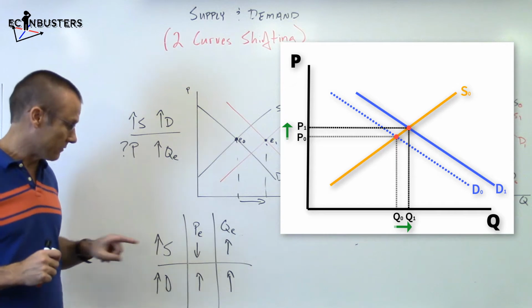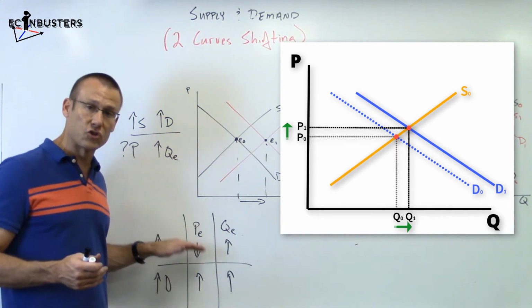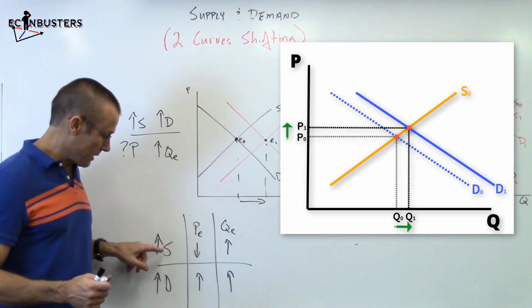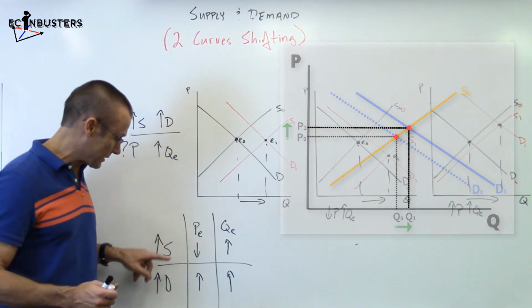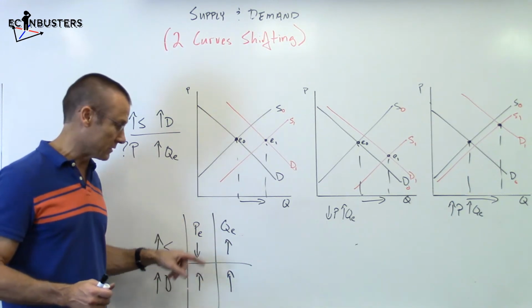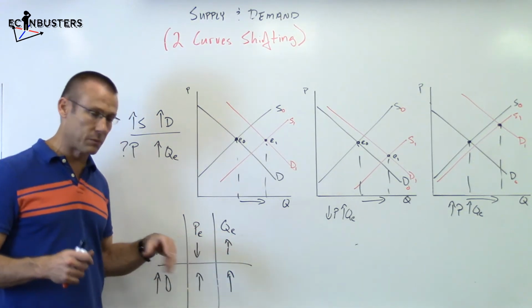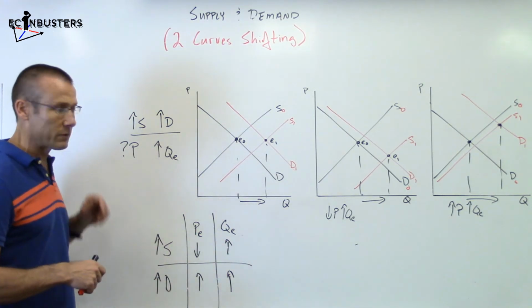And we did, guys. Take a look at this. Price, down, up. That means we're not sure what's going to happen to price, okay? Increased supply puts downward pressure on prices. Increased demand puts upward pressure on prices. We're not sure what's happening to prices. Quantity equilibrium, hey, we get the same result. We know quantity equilibrium is increasing, and that's what we've got right there.